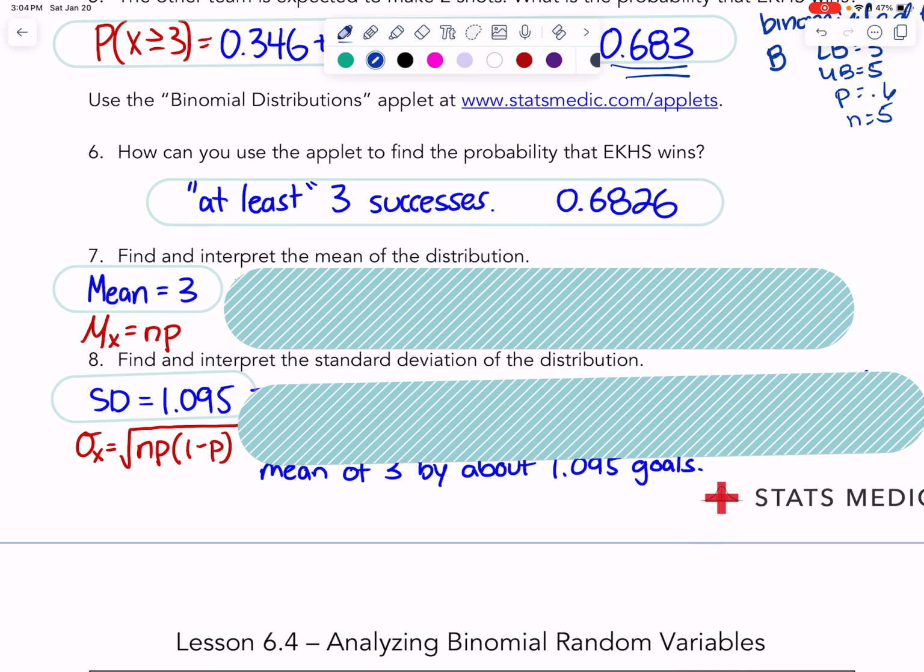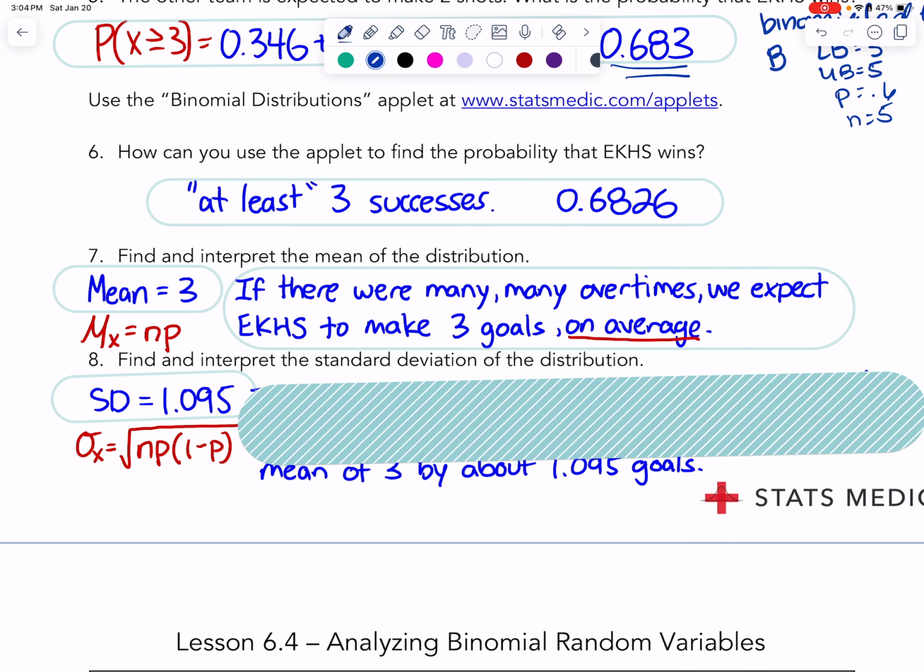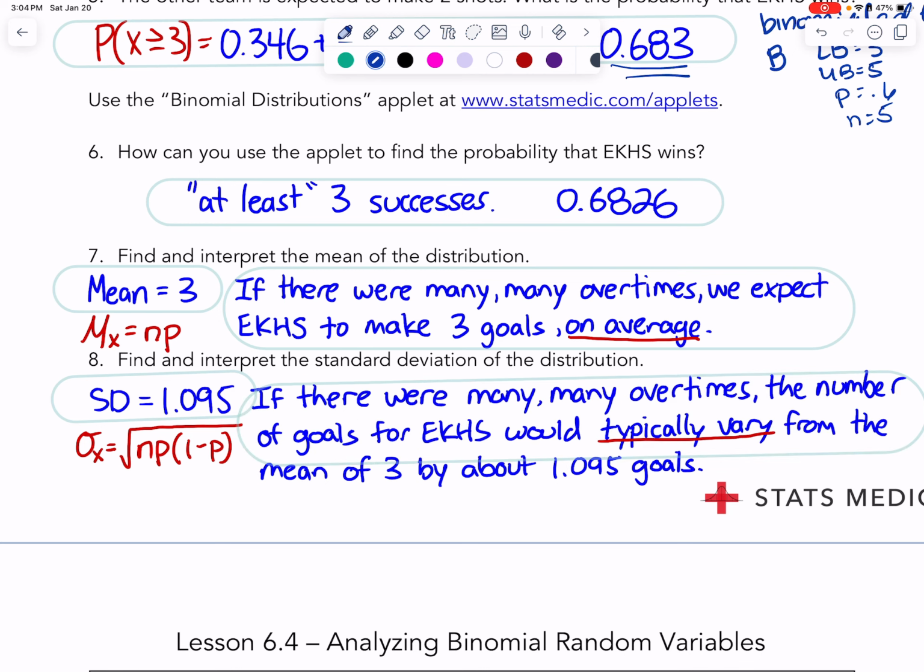deviation of 1.095. And the mean, if you describe it, is just the average number of goals that this team is going to make after they've tried many times. And the standard deviation is just the average distance that they are from the mean.